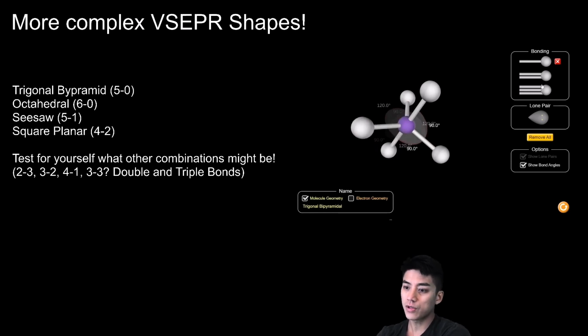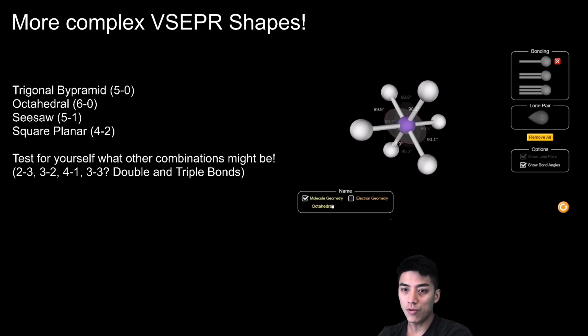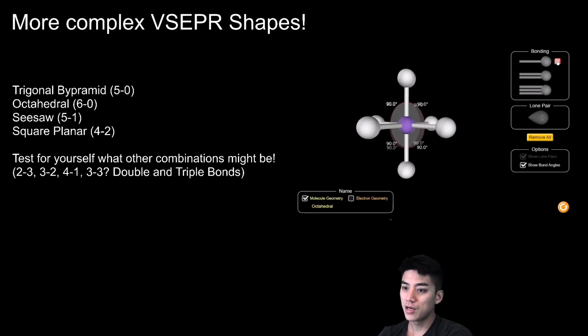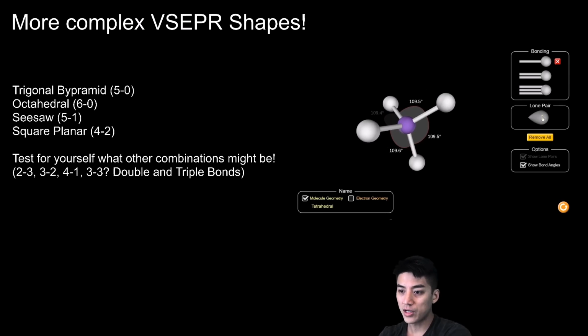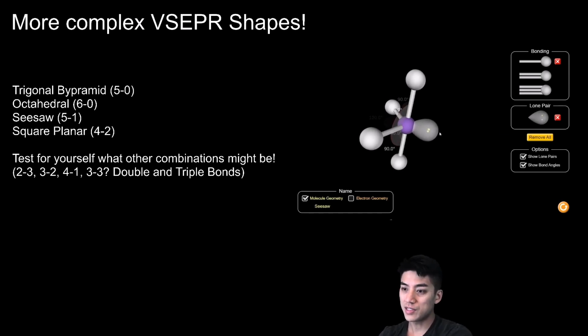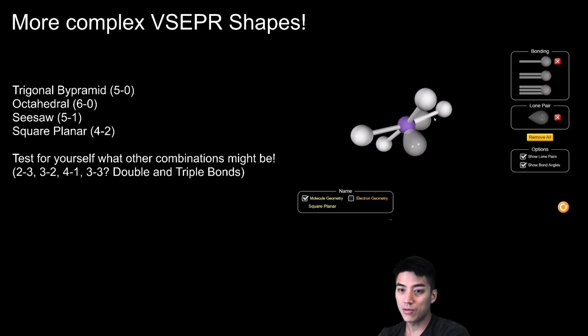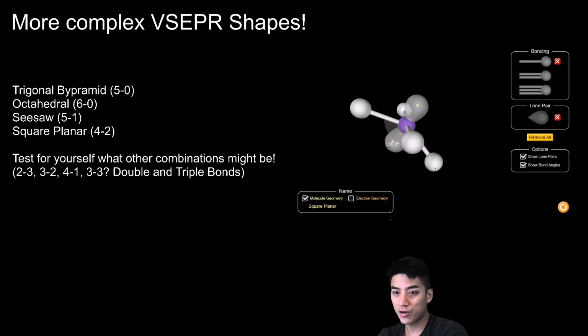Okay, so these aren't really included in my notes, it's more of an FYI, but you can have stuff like trigonal bipyramid, which is 5-0. Octahedral would be 6 bonded atoms, no lone pairs. You can have a seesaw, which is 5-1 or 4-1 in this case. Okay, what about a 4-2? This would make it a square planar.